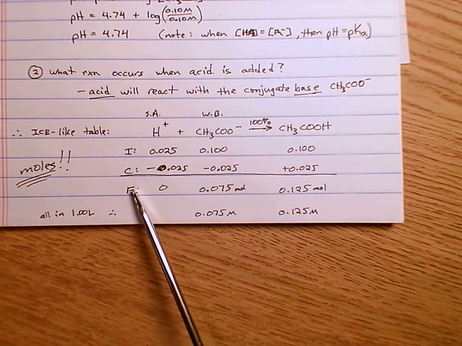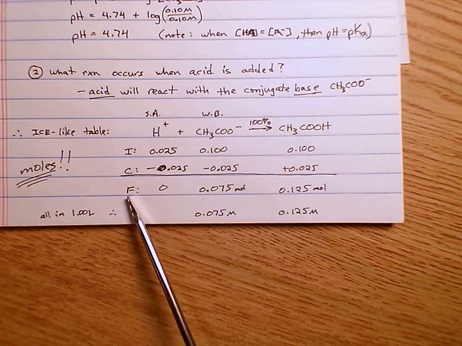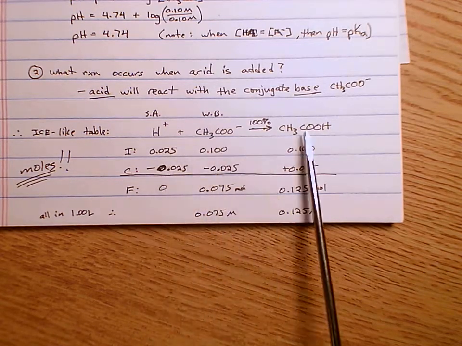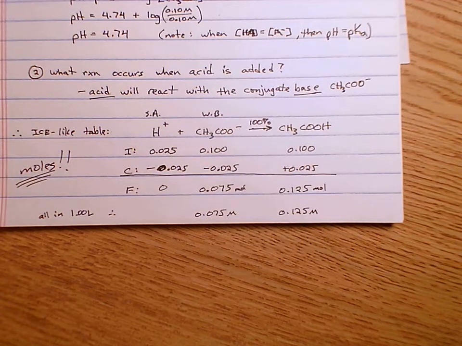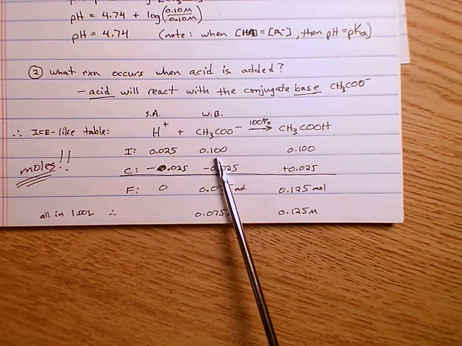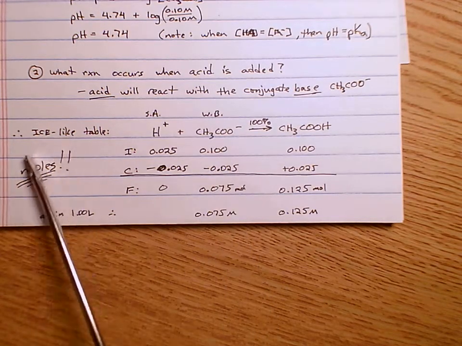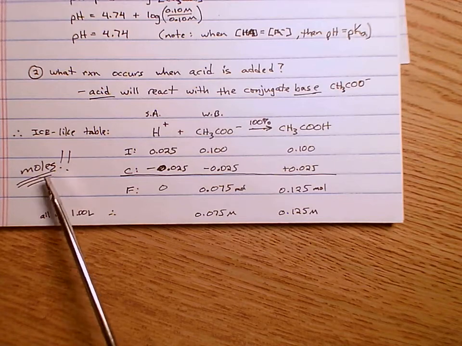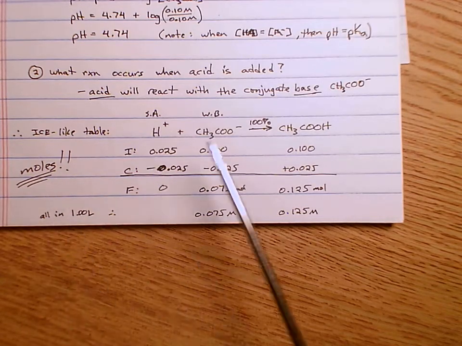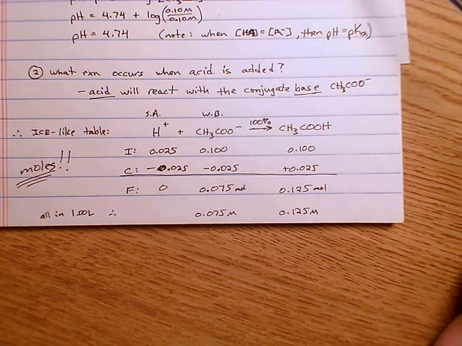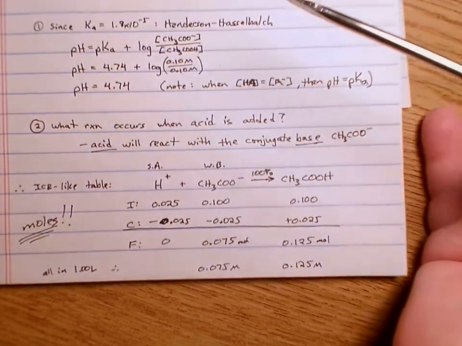So it looks kind of like an ice table, but we aren't calculating equilibrium, we're calculating a final, and we can actually get the numbers because this is really just a stoichiometry calculation. Recall we had 0.1 moles. Note ICF tables, these ice-like tables must be in moles. So we have to convert to moles. Well, okay, how do we do that?